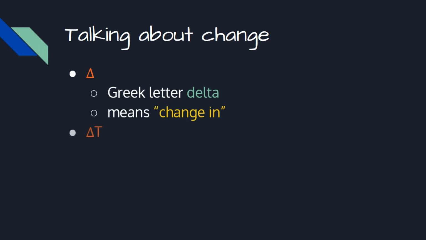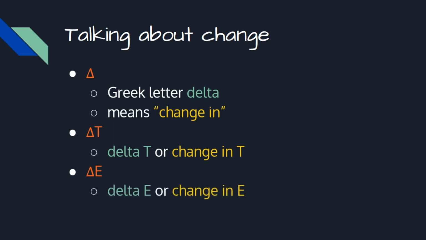So for example, if I have delta T, T standing for temperature, I'm talking about the change in temperature. Now when I say it out loud, I'm going to say delta T. It's also acceptable to say change in T, but delta T is going to be way more common as you move forward in your science education. If I have a delta and then a capital E, E standing for energy, I can say delta E, or I can say change in E or change in energy. It's the same thing. Whenever you see that little triangle, that delta symbol, we're talking about the change.